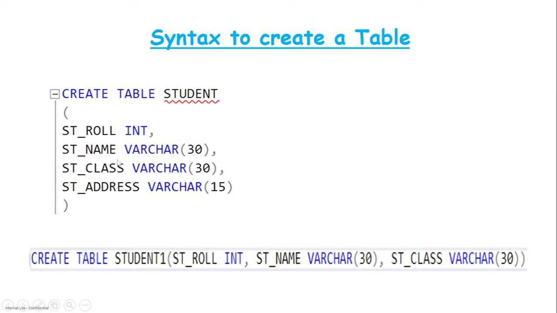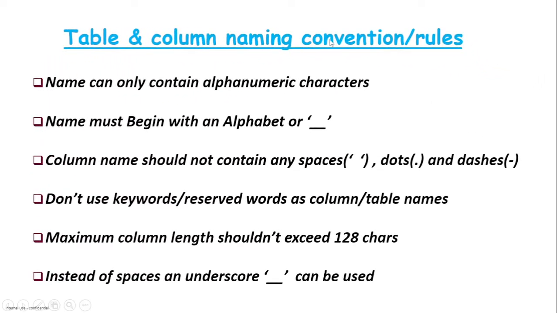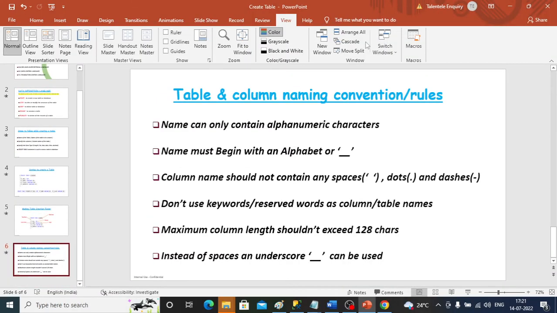All right, I have created one more screenshot making table creation easier. See, this is how you're going to create a table. This is create table, this is the table name, this parenthesis is going to start the bracket, and this is the column name, this is the data type, and this is the data type length. Next is table and column naming conventions and rules. We will go back and try to cover each and every naming convention and rule. But let's go back to SQL Server. We'll try to create the table.